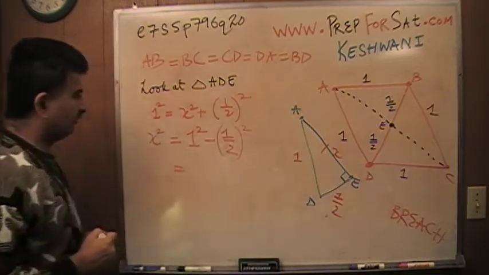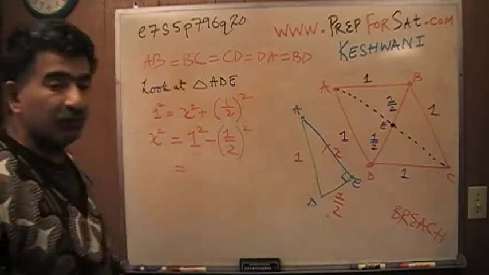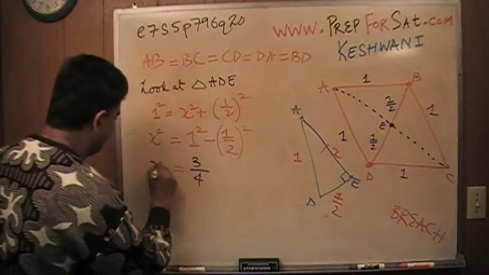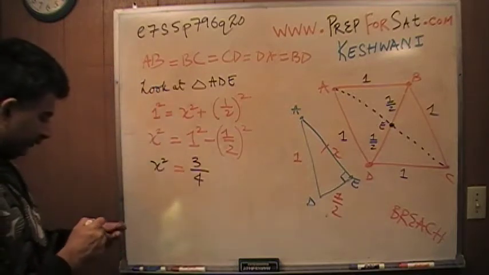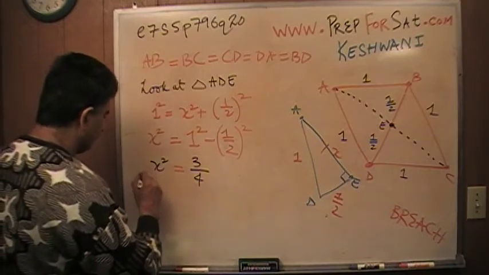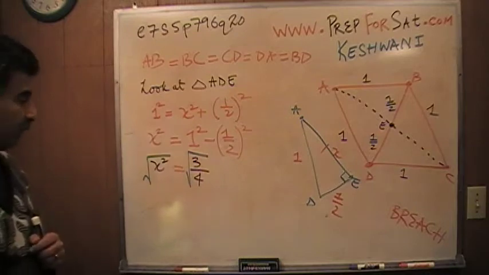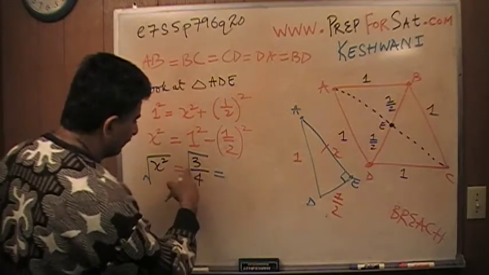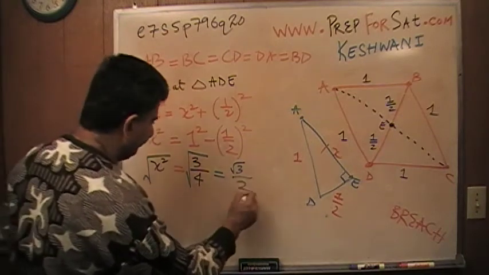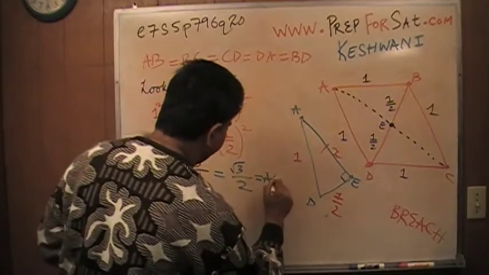And of course, 1 squared is 1, half squared is 1/4. Therefore, 1 minus 1/4 is going to be 3/4. And that's your x squared. Therefore, x has to be square root of 3/4. The square root of 3/4 is simply square root of 3 over square root of 4, which is 2. So that's my length, that's my length AE.